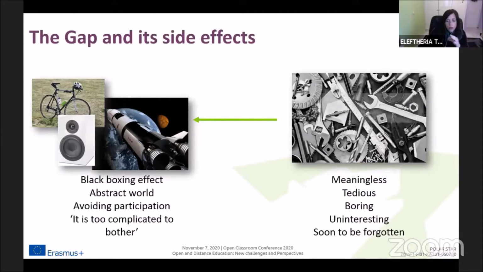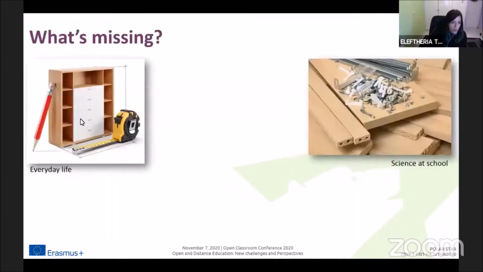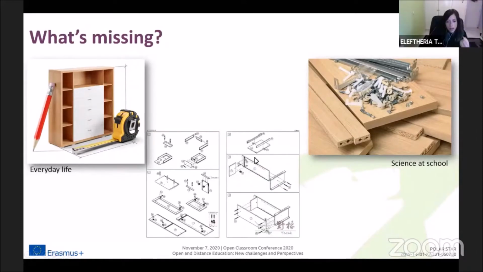So how do we go from standalone concepts that we teach them, like energy or photosynthesis or molecules or whatever, to what's happening out there? If you think about it, you have the tools in one hand and the ready-made item on the other. So what is really missing? What's missing is the manual. This is what is usually not discussed, it's really what's missing from science classes.